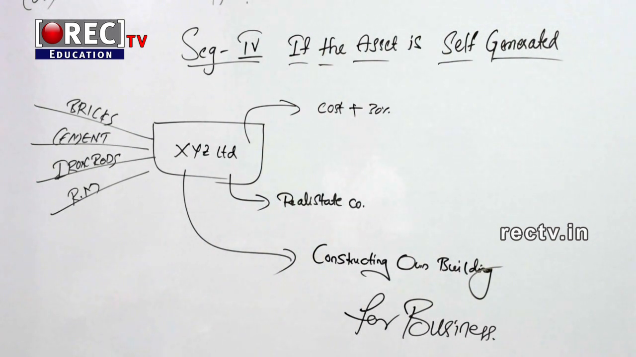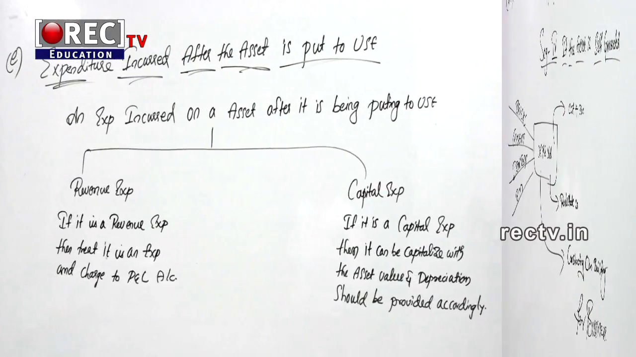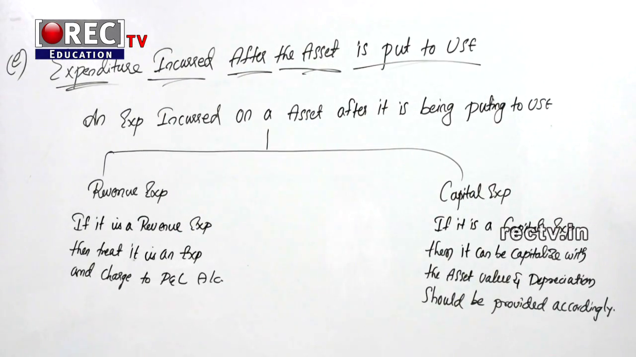So here the capitalization should be at cost basis, not the cost plus profit basis. And all the expenditure in relation to the fixed asset can be capitalized with the fixed asset. Likewise, any other indirect expenditure which is allocable or attributable to the development of the in-house asset can be capitalized. Now we are going through point E, that is, expenditure incurred after the asset is put to use.